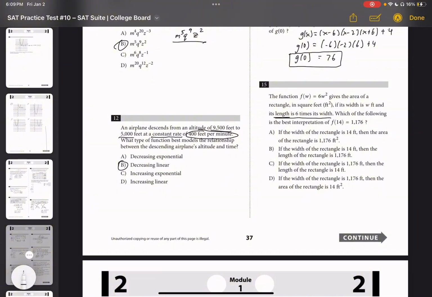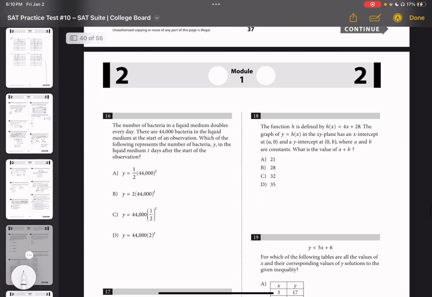But looking at our answer choices, we have answer choice A. If the width of the rectangle is 14 feet, well, that should be our input, which is correct. Then the area of the rectangle is 1,176 feet squared. That is a correct statement. Answer choice B, if the width of the rectangle is 14 feet, then the length of the rectangle is 1,176 feet. That is incorrect. This should be the area. If the width of the rectangle is 1,176 feet, I'm going to stop right there. The width is not this, so that's wrong. If the width of the rectangle is 1,176 feet, that is also incorrect. So answer choice A is correct.